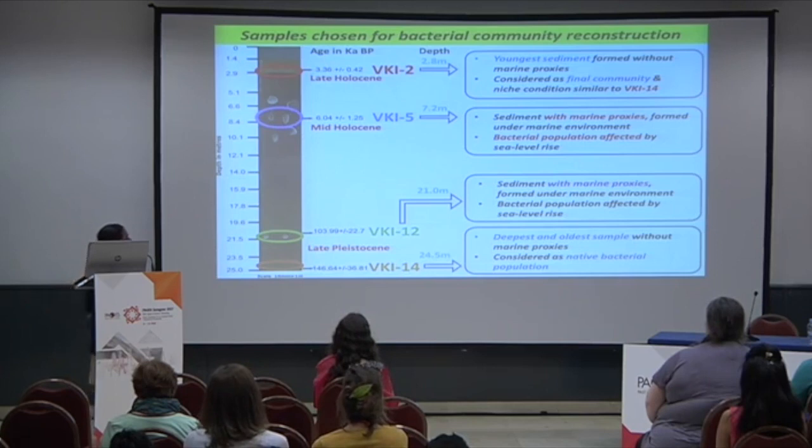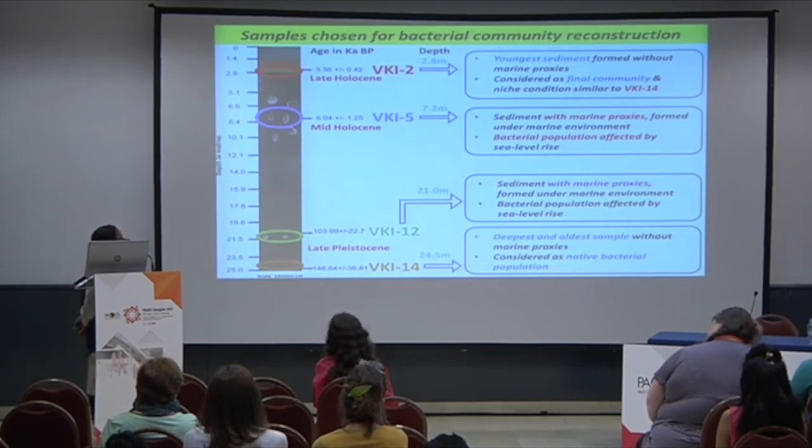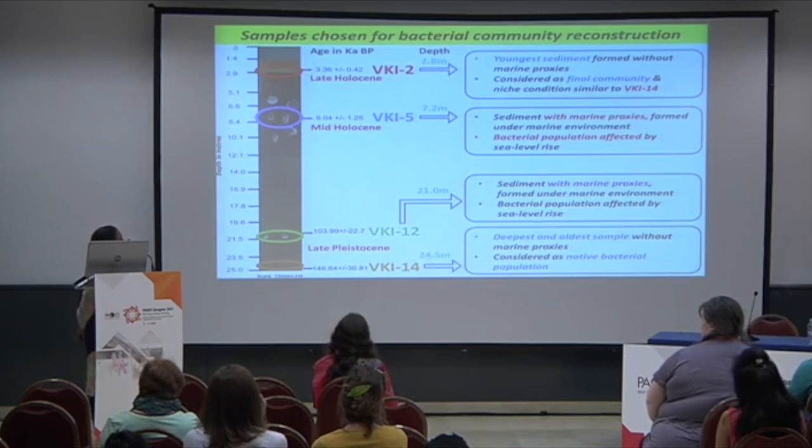VKI-12 and VKI-5 showed marine proxies, that is foraminifera, and their bacterial populations were affected by sea level rise, whereas VKI-14 and VKI-2 did not show any marine proxies. VKI-14 was considered the native bacterial population. VKI-2 was the youngest sediment, considered the final community, and considered to have niche conditions similar to VKI-14.